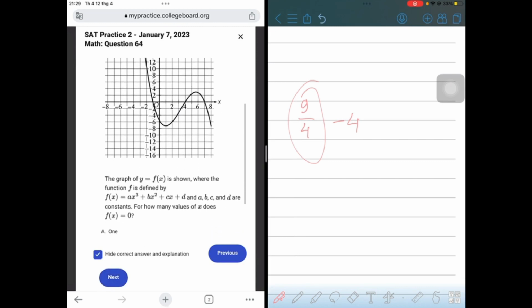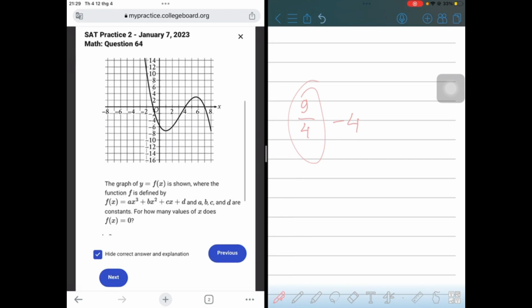In the graph, they ask how many values of x does f(x) equal 0. So this is another form of question that asks you how many solutions. So you see that -1 is one solution, 4 is one solution, and 7 is one solution.